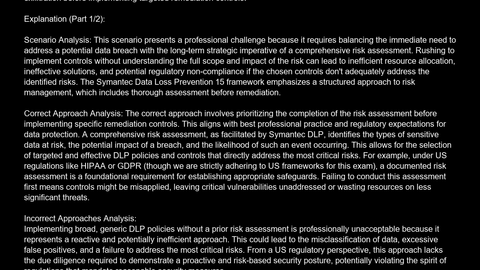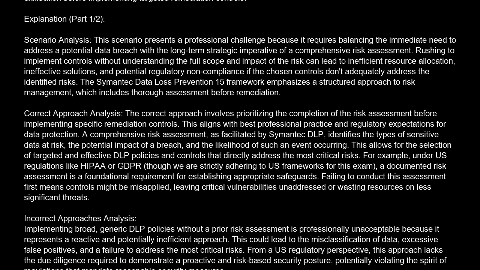For example, under U.S. regulations like HIPAA or GDPR, though we are strictly adhering to U.S. frameworks for this exam, a documented risk assessment is a foundational requirement for establishing appropriate safeguards. Failing to conduct this assessment first means controls might be misapplied, leaving critical vulnerabilities unaddressed or wasting resources on less significant threats. Incorrect approach analysis.